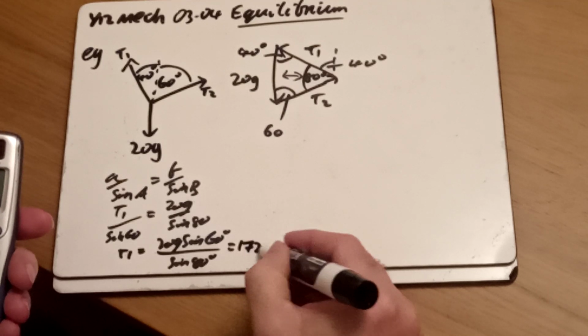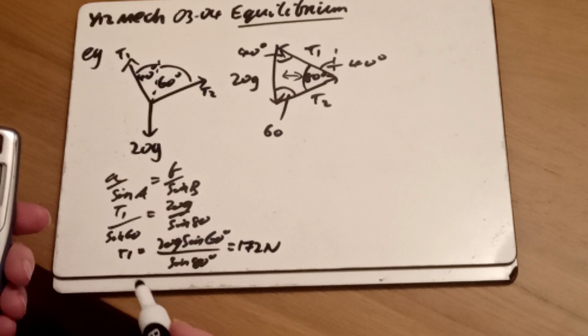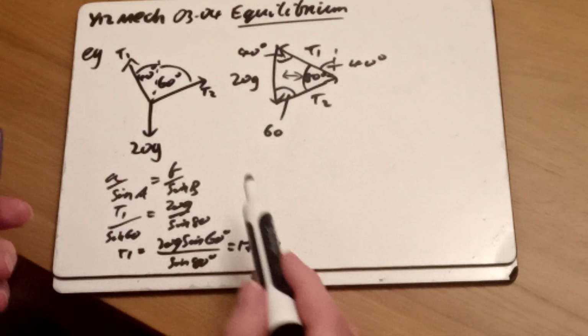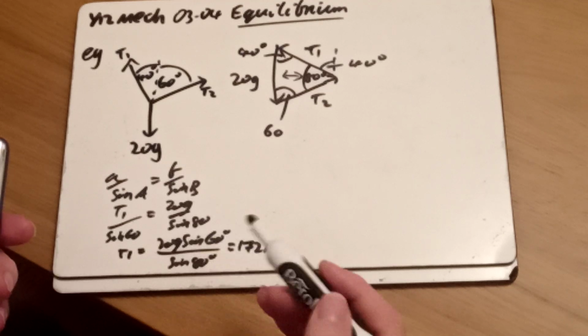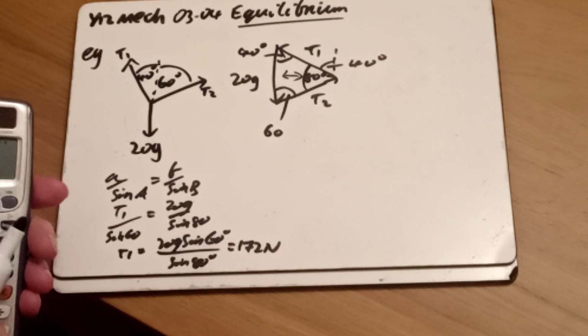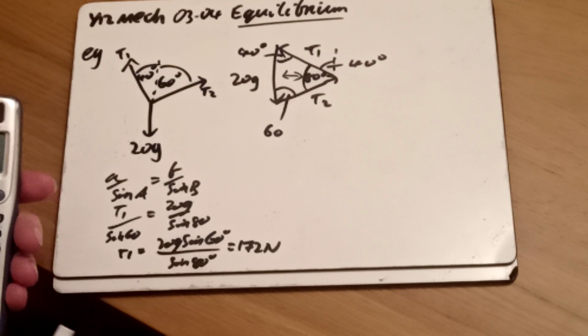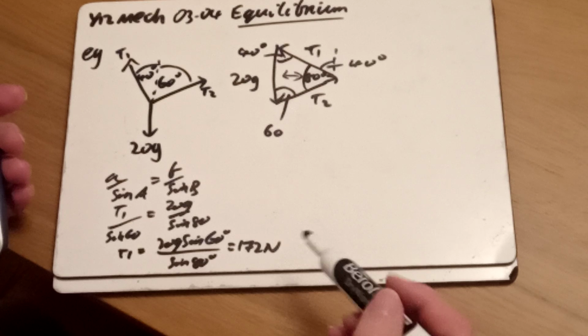Remember, don't be too accurate. Just out of interest, because T1's up at the 60, that's the middle of the three angles. T1 should be the middle of the three forces. Don't forget 20g is 20 times 9.8, 196. That's the biggest force because it's opposite the biggest angle.